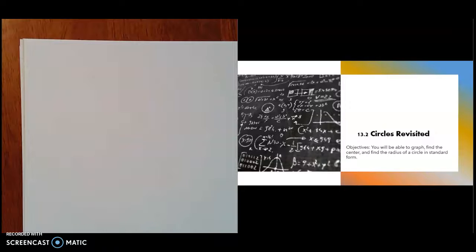Welcome to section 13.2, Circles Revisited. This section also has ellipses in it, but we are not doing ellipses today. We're just going to focus on circles. Hopefully by the end of this, you all will be able to graph, find the center, and find the radius of a circle, but this time it'll be in standard form. Okay?